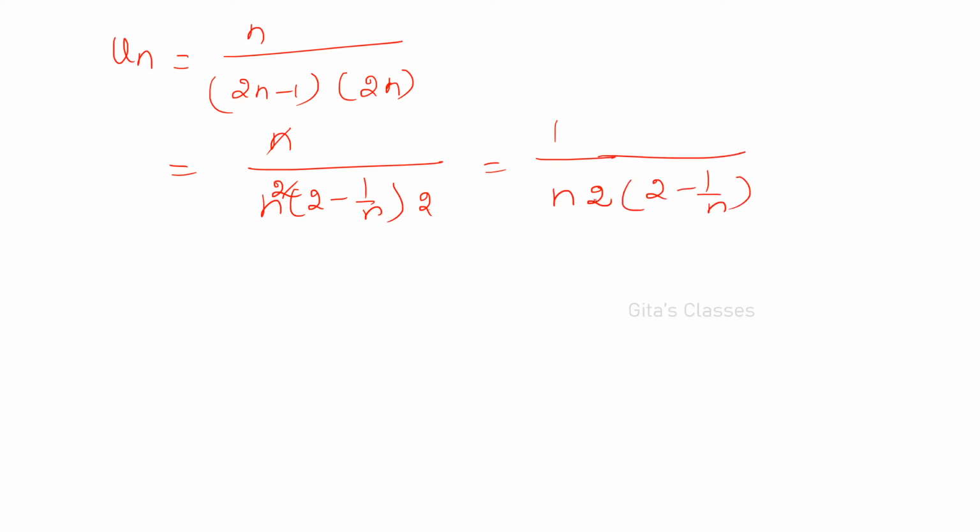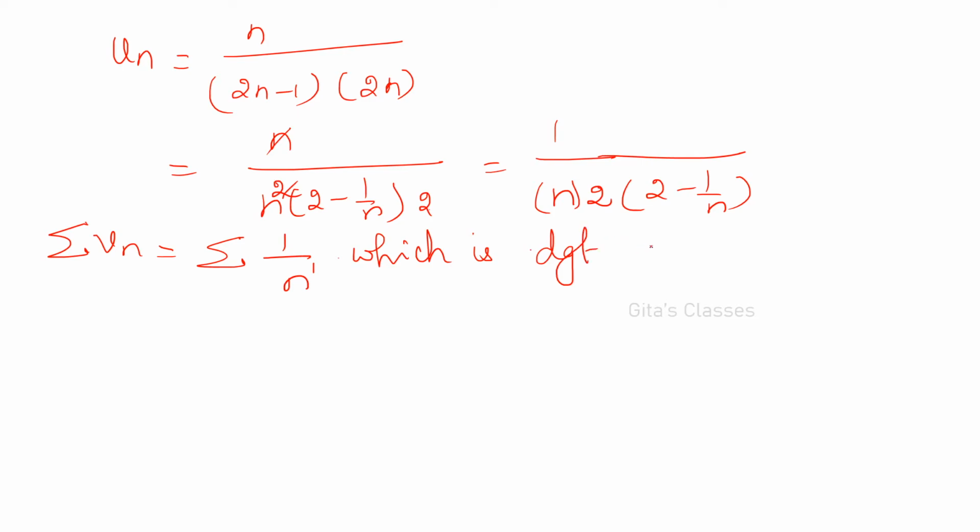Now what is our Vn? Sigma Vn is equal to sigma 1 by n. Now n power 1, therefore here p is equal to 1. So if p is less than or equal to 1, what do you know by p series test? Therefore sigma Vn is divergent, since p is equal to 1. For p less than or equal to 1, it is divergent by p series test.